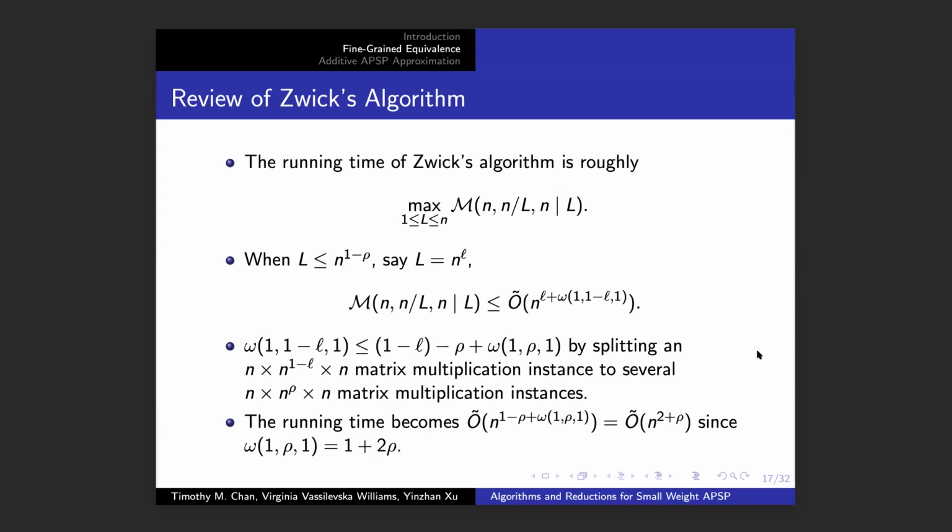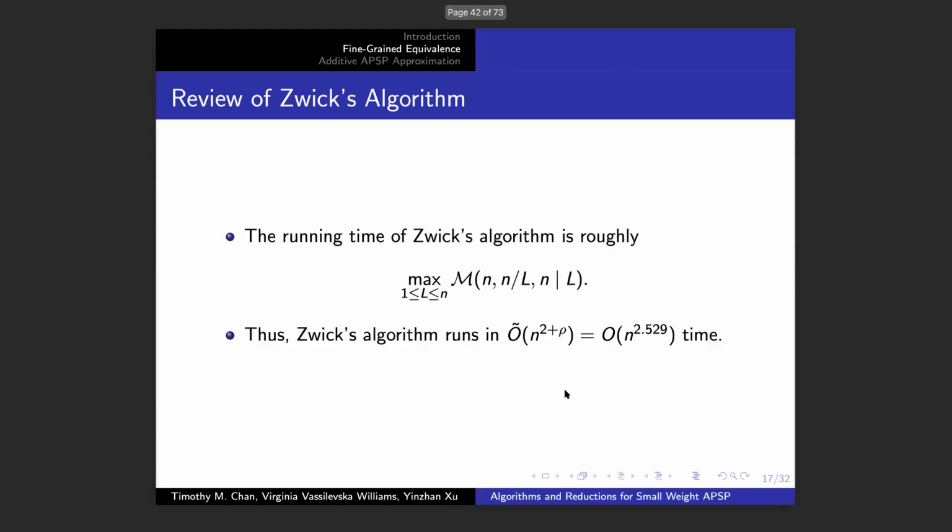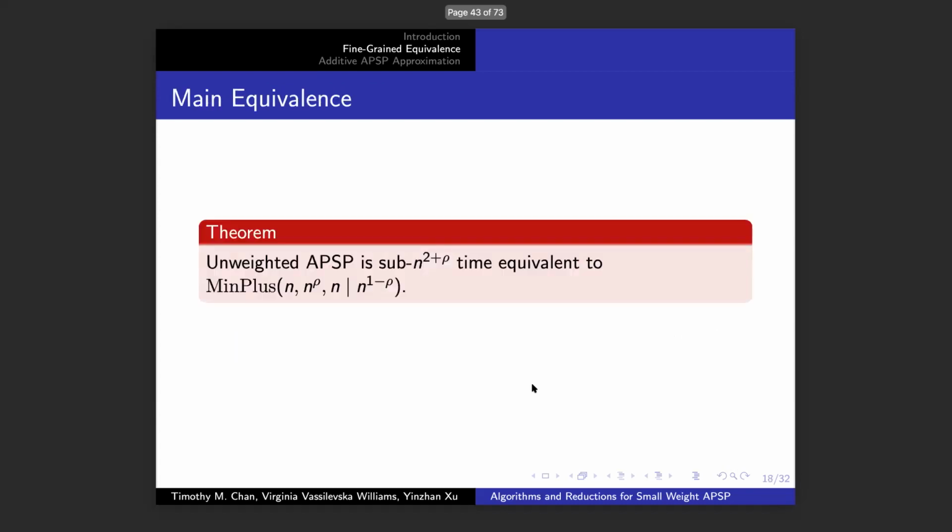Now, this case is slightly more complicated than the previous case, but by noticing that omega 1 minus L1 can be represented by some constant plus omega 1 rho 1, and we can plug that into the original running time, we also get an n to the 2 plus rho running time. But I will skip most of the maths here. So Zwick's algorithm runs in the claimed running time.